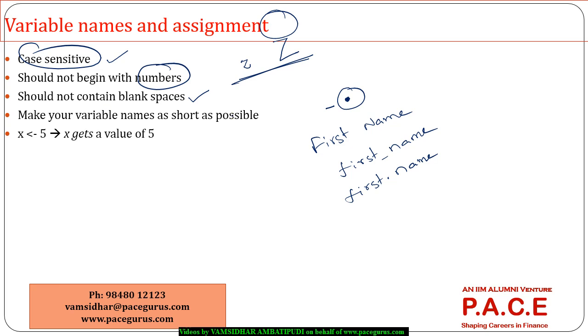And try to make your variable name as short as possible so that you don't type big words and end up with so many spelling mistakes at a later point while you are using those variables as part of the calculation, right? So when you are representing it like this, it means that x is taking a value of 5.